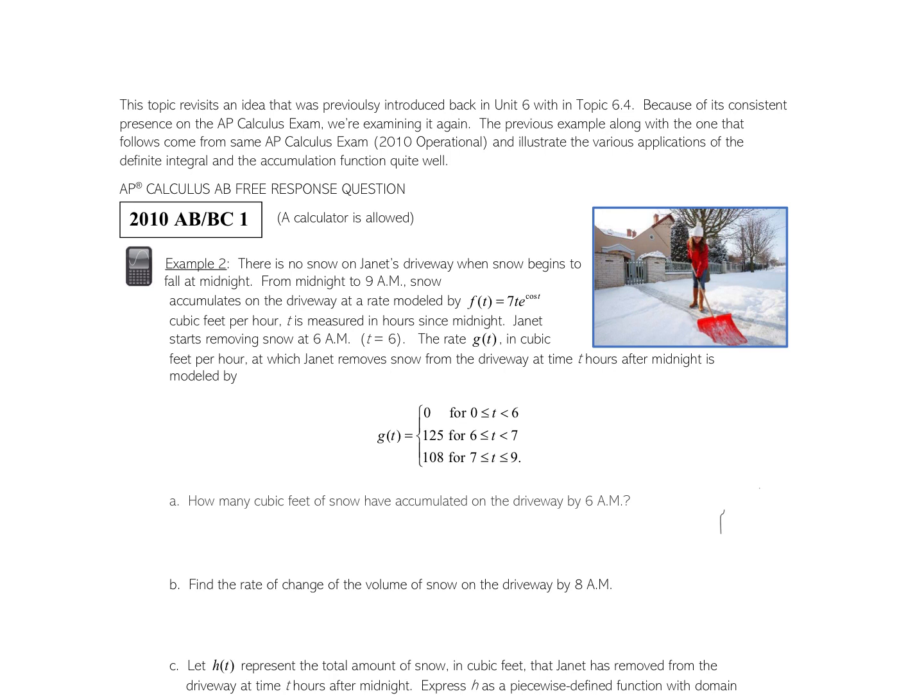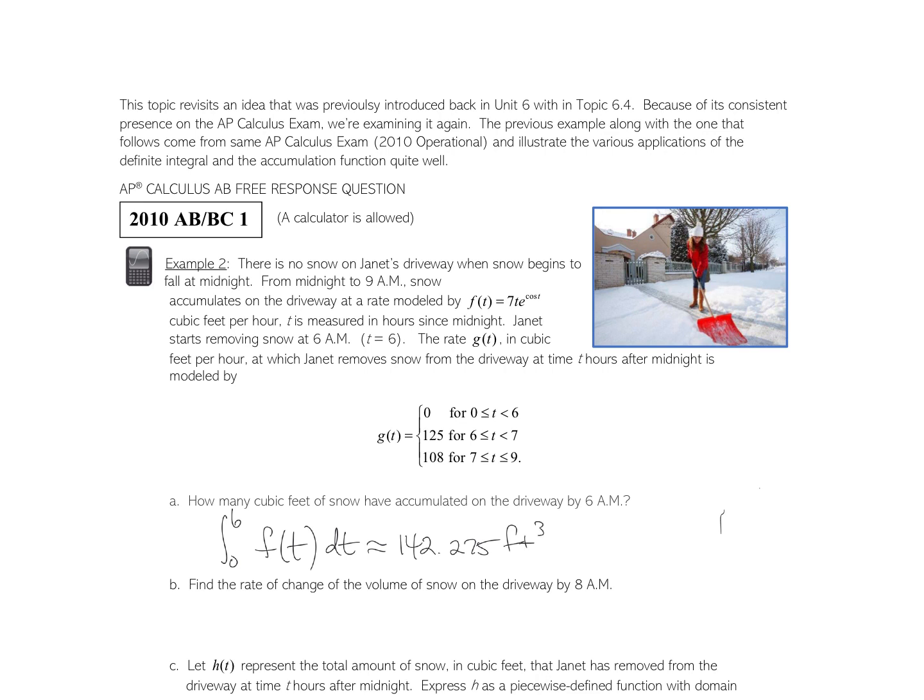So 6 a.m. is time 6. So we are going from 0 to 6 of F of T. Again, this is a calculator question. So we need to put F of T into Y1. Make sure you're in radians. And if I put this into my calculator, I would get 142.275 cubic feet.